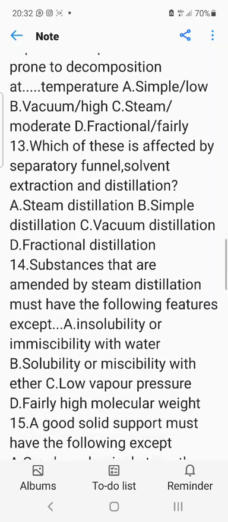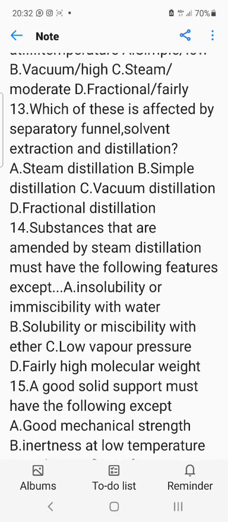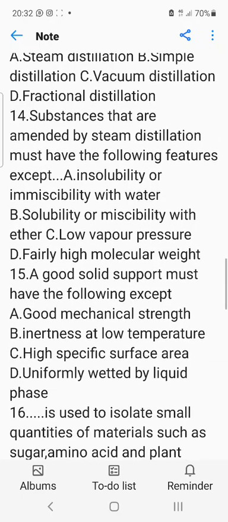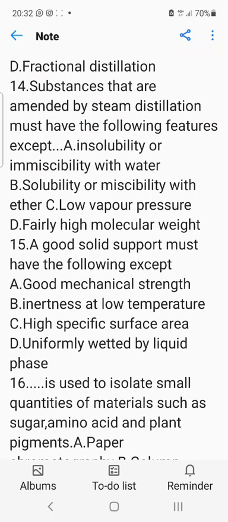Number 13, which of these is affected by separatory funnel, solvent extraction, and distillation? Is it steam distillation? Is it simple distillation? Is it vacuum distillation or fractional distillation? So the answer is steam distillation, which is A. Number 14, substances that are amended by steam distillation must have the following features except.